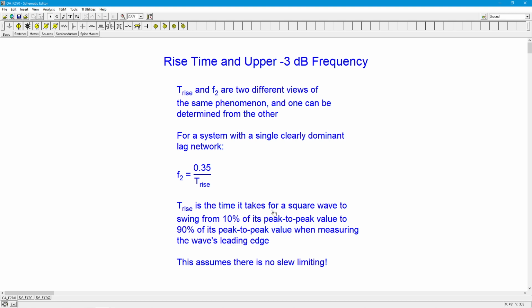You might be saying, well, how can I clip a square wave, right? It's already clipped on the top. Well, trust me, you can, right? It'll just distort what this wave shape is.